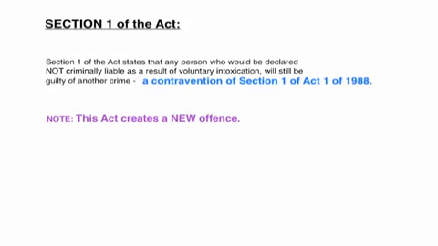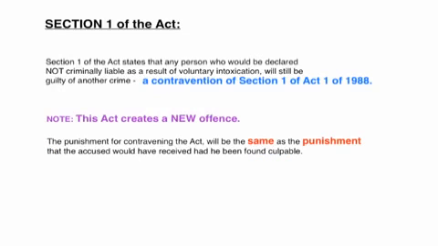Section 1 of the Act states that any person who would be declared not criminally liable as a result of voluntary intoxication will still be guilty of another crime, namely, a contravention of Section 1 of Act 1 of 1988. This Act creates a new offence. The punishment for contravening the Act will be the same as the punishment that the accused would have received had he been found culpable.